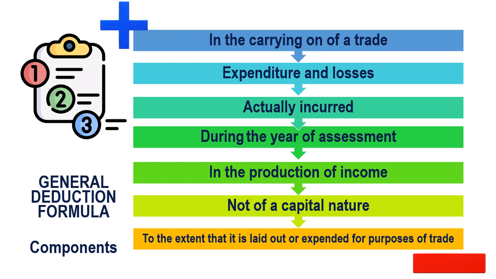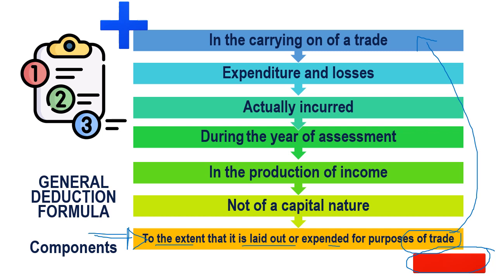So in our general deduction formula, we of course have a positive test and a negative test. And our last component deals with a negative test because it says you can only claim an expense in terms of the general deduction formula to the extent that it is laid out or expended for purposes of trade. So remember our first component said it has to be in the carrying on of a trade. So you actually have to be carrying on a business, a trade, to be able to claim an expense.